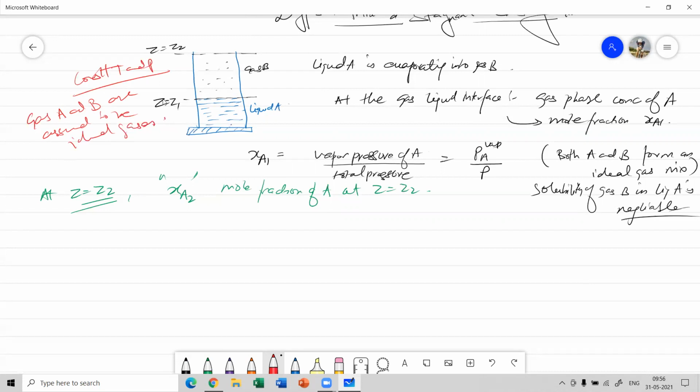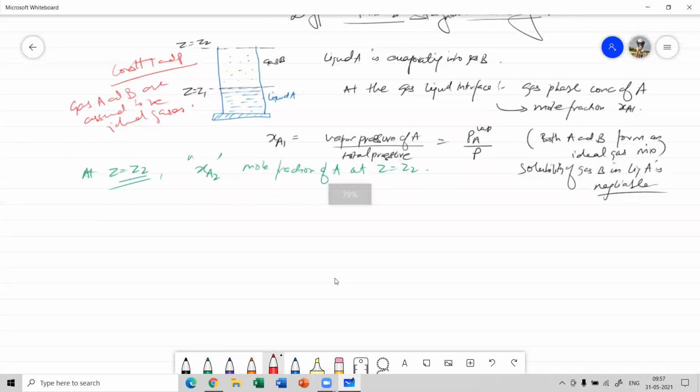In this evaporation system, we assume that under steady state everything appears to be stationary. That is, the liquid is being maintained at Z equal to Z1, and gas B also appears to be stationary. So let's derive this.